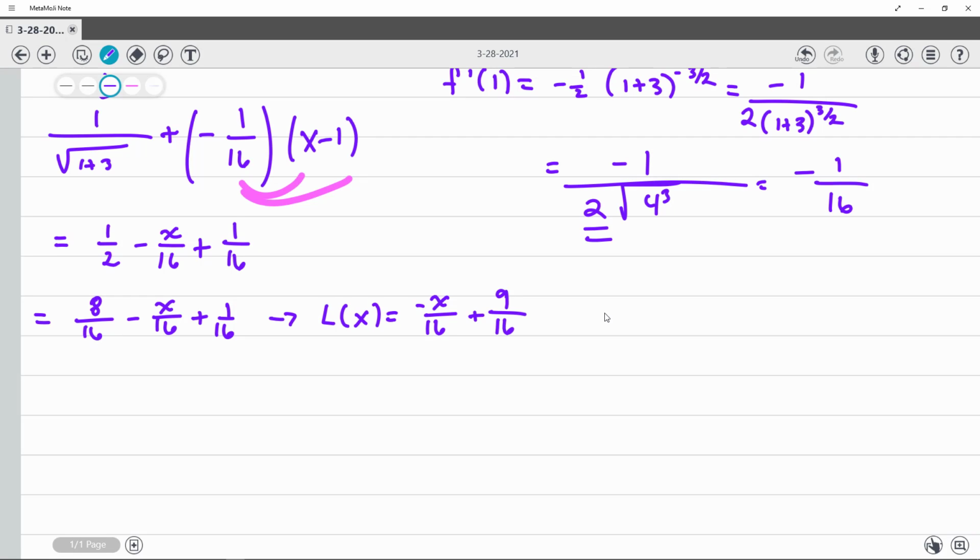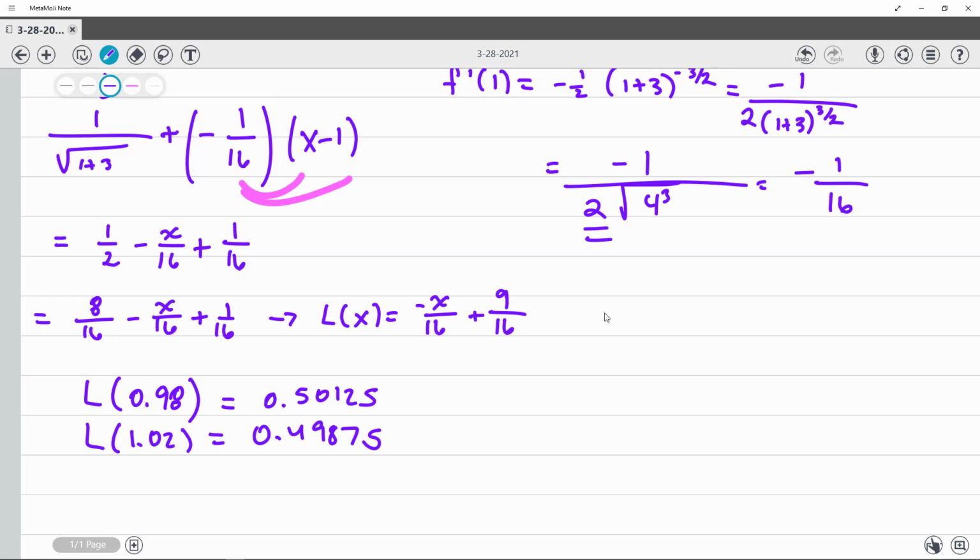And now from here, I can just simply plug in my values that they wanted me to estimate into this linear approximation, this function. And when I did it, I got these values right here, 0.49875 for my answer. And that's it. That's how to use linear approximation.